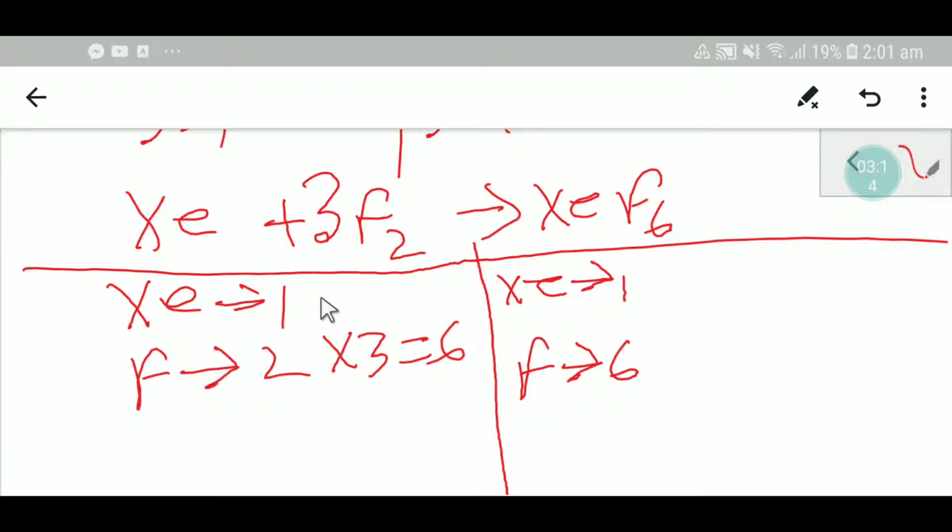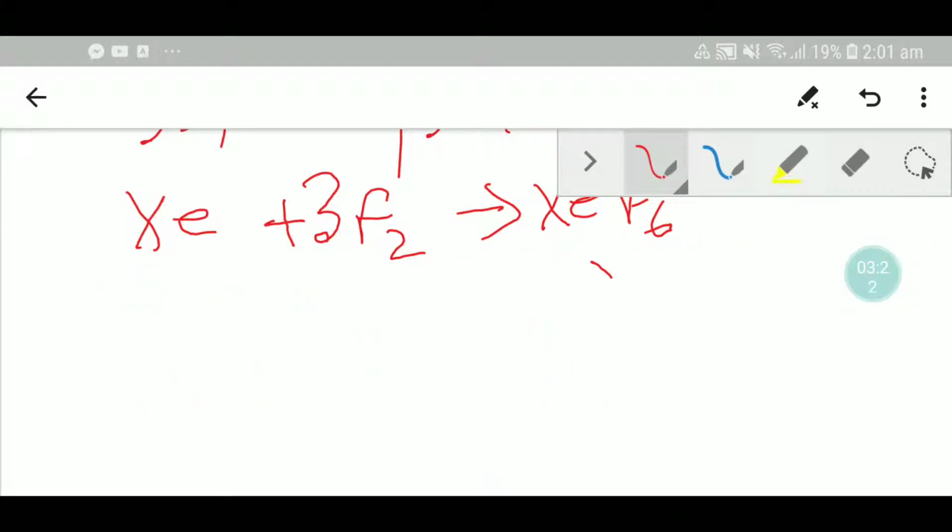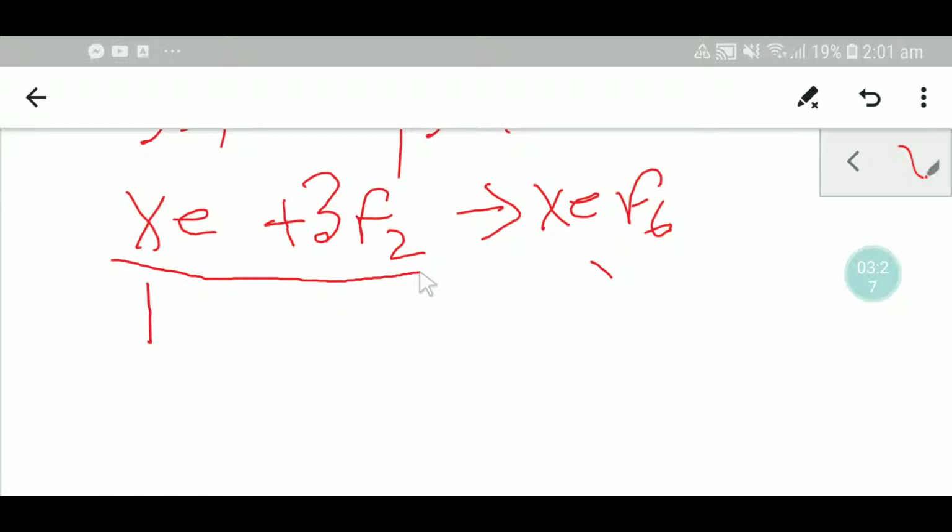If you count the number of atoms, then you will get the same number of atoms. Let me prove it. Okay. On the left hand side, we have here one xenon plus here we have 3 times 2, that is 6 fluorine, right? So totally we are getting 7 atoms. And on the right hand side we have one xenon plus we have 6 fluorine, that is totally we are getting 7 atoms, right?